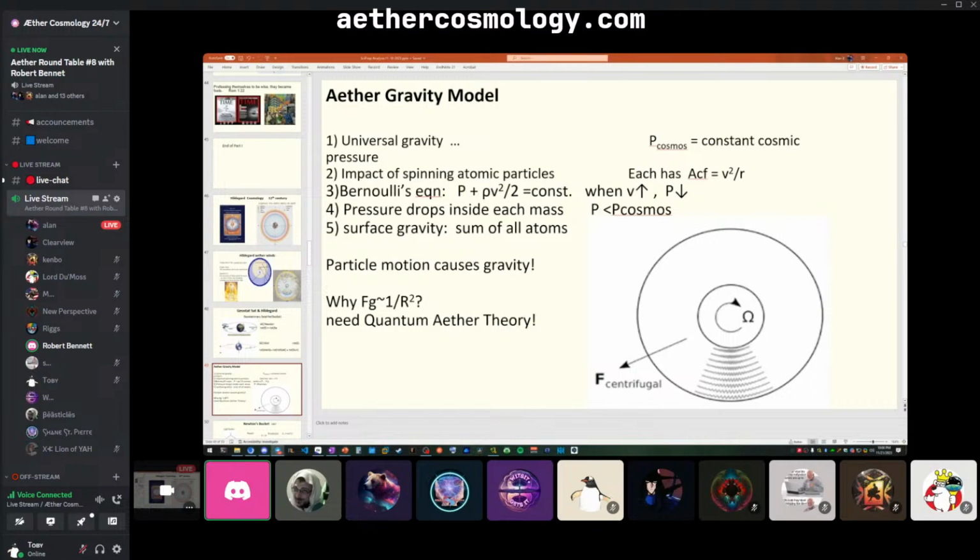It's caused by the motion of the atoms plus the universal pressure of the outside atmosphere, ethosphere, which is constant throughout the universe. So that's it. Okay, nice.